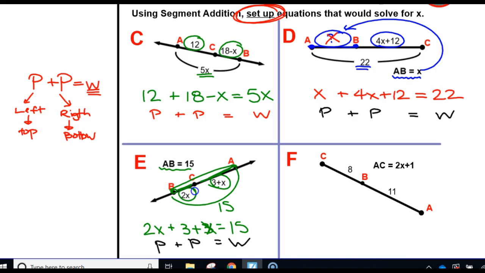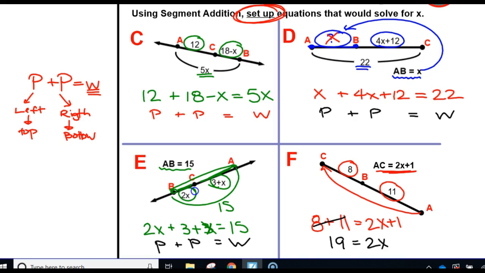On the last question, I have this part, I have this part, and I have this guy right here, the whole, A to C. My part is 8, my other part is 11, and my whole is 2x plus 1. Some might say, well, in this one, can't I just add those guys together and give you 19? You sure can, and you're going to need that to solve for x. To finish this, if they ask you to do this.